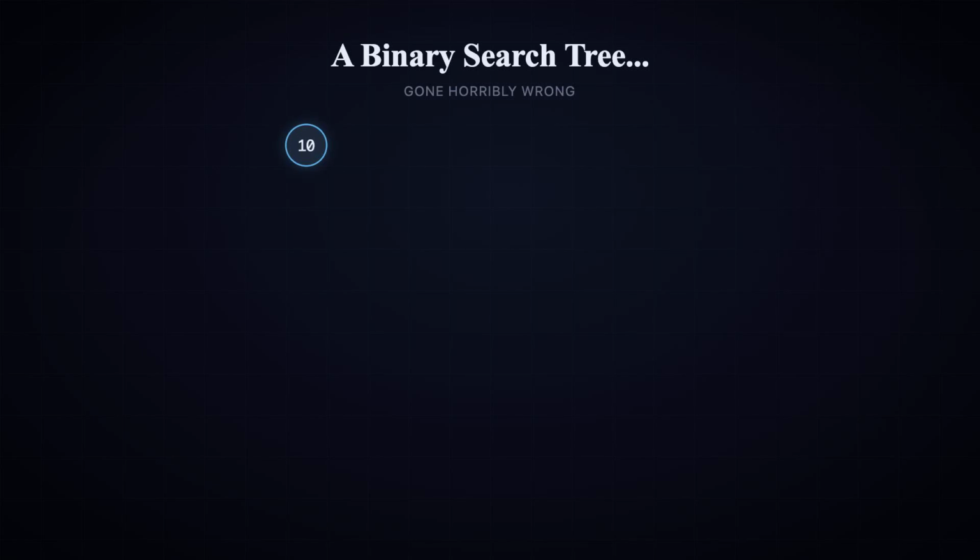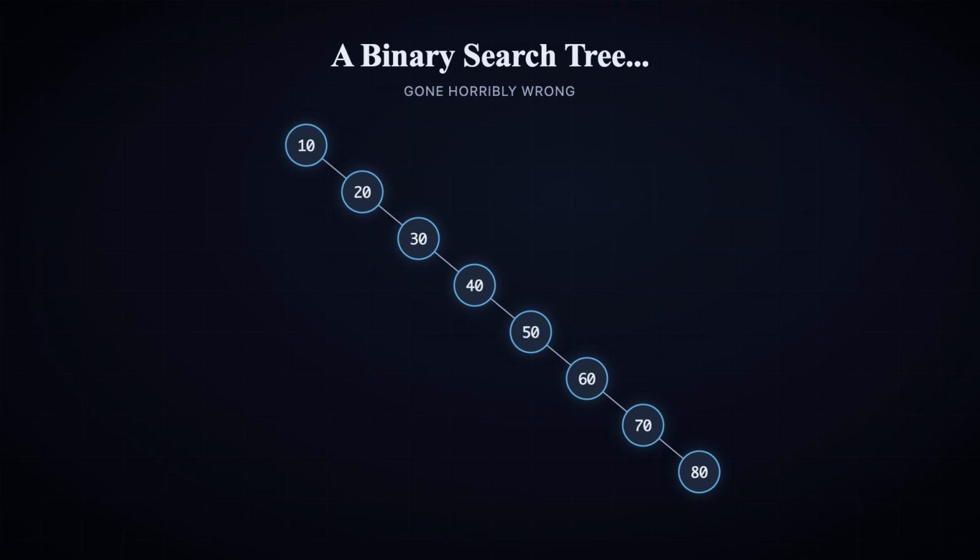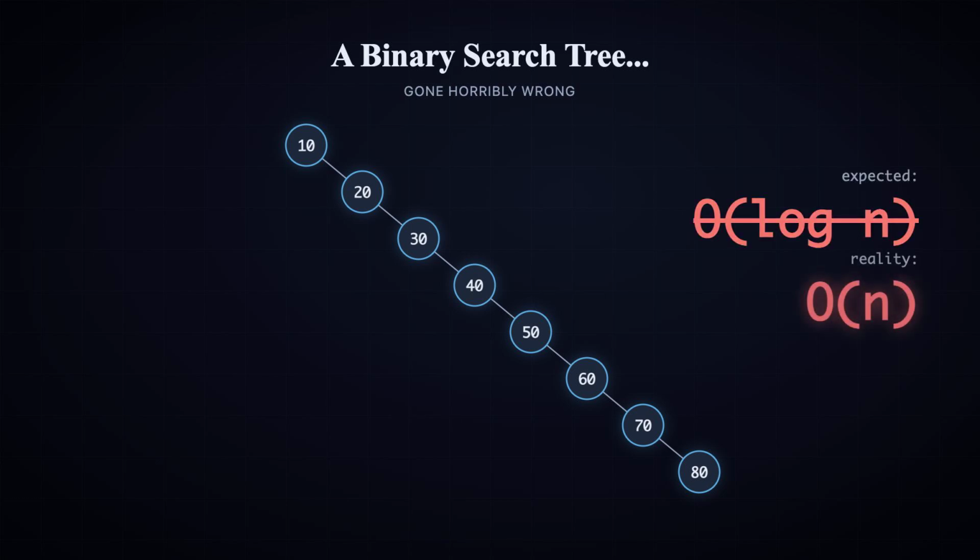What if I told you the data structure you trust most, the binary search tree, can secretly become as slow as a plain list? This is the problem AVL and red-black trees were born to solve.